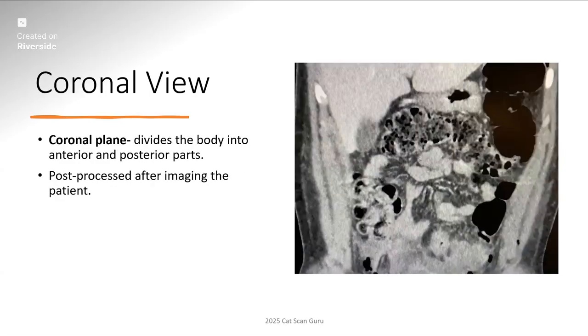Now, we also have something called the coronal view. This is a coronal view on the right. So this divides the body into anterior and posterior parts. So if you scroll, you'll see it, from anterior all the way to the back. So this is typically post-processed after imaging the patient. So this is the work that we do after we're done scanning.